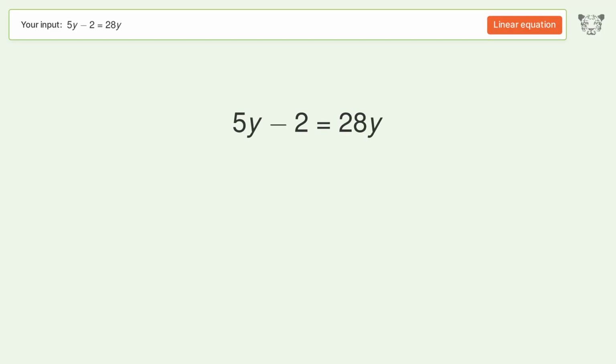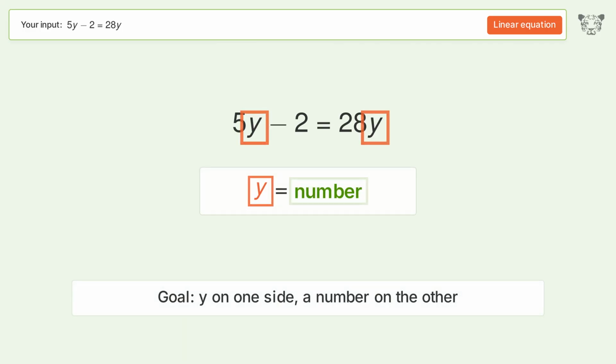Here is the linear equation we are asked to solve. 5 times y minus 2 equals 28 times y. Solving means leaving the variable alone on one side, with a number on the other. Let's do this step by step.